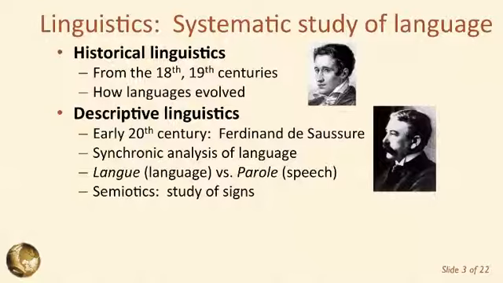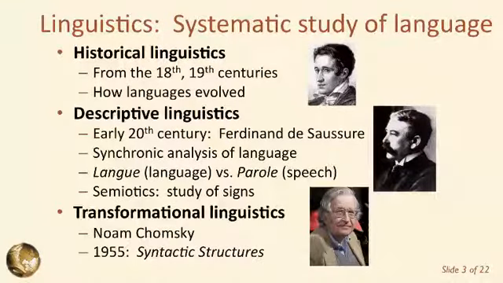called descriptive linguistics. In contrast to historical linguistics, where the emphasis was on how languages changed over time, with Saussure, what he was interested in was analyzing the nature of language as it's used in the present day. He was also the father of the field of semiotics, which is the study of signs.